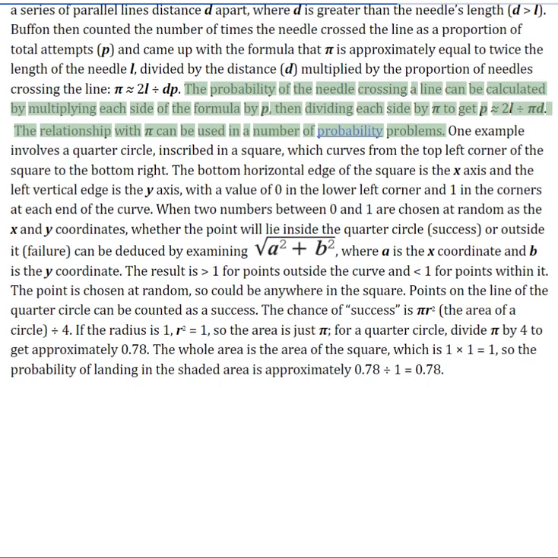The probability of the needle crossing a line can be calculated by multiplying each side of the formula by p, then dividing each side by pi to get p = 2L/πd. The relationship with pi can be used in a number of probability problems.